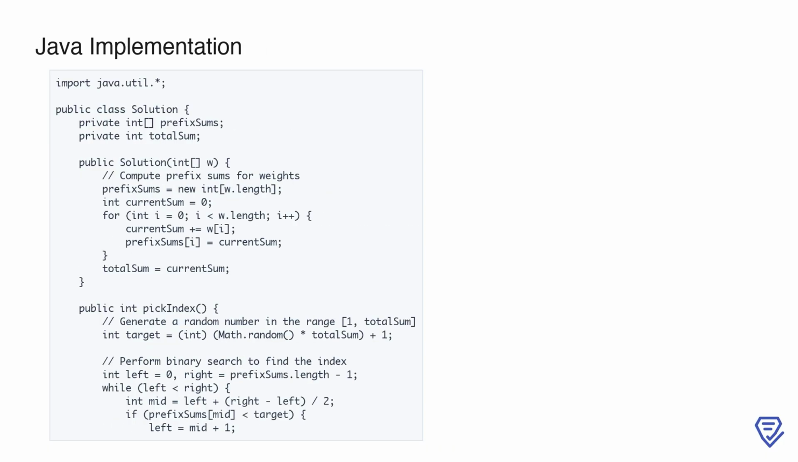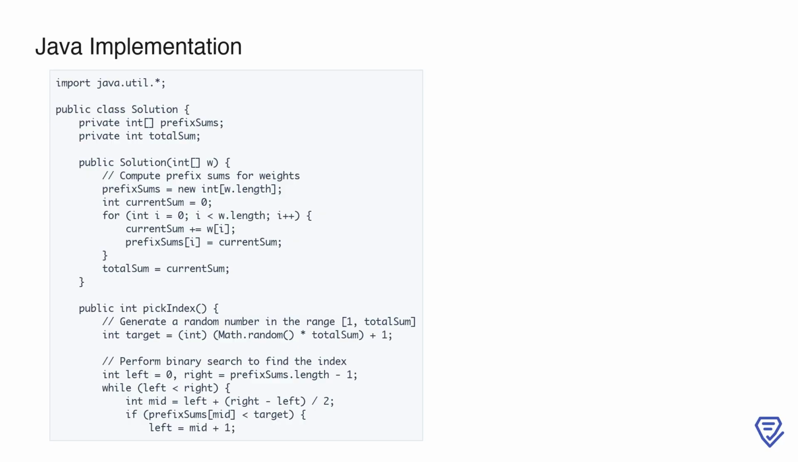Here, we start by importing the necessary package, java.util, and defining the Solution class. The main idea of this implementation is to use prefix sums to map the given weights into cumulative ranges, which will help us pick indices proportionally to their weights. We declare two private variables, an integer array called prefixSums to store these cumulative sums and an integer totalSum to store the overall sum of weights. In the constructor, the input array W represents the weights.